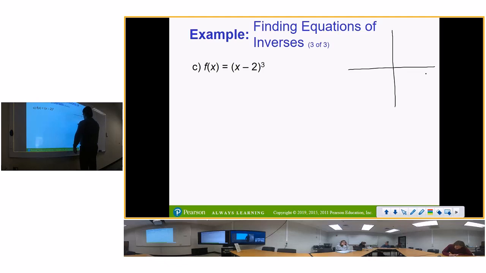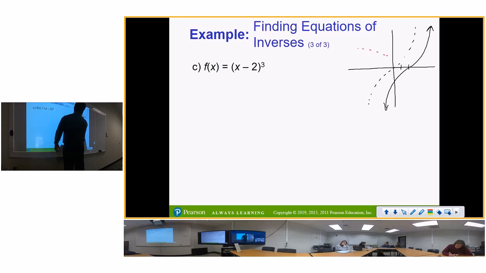All right, so here is our parent graph, and we know it's moved to the right 2 places. So our inverse function will probably look like this. I'm going to do it in red. That's what I think it'll probably look like.